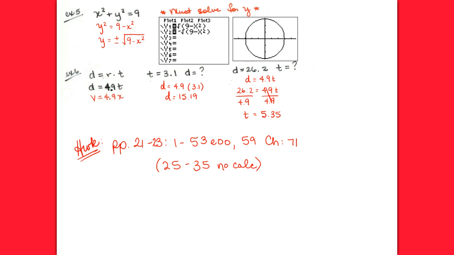And then also 59, challenge 71. Now, in the book, when you have 25 to 35, it says sketch the graph. That does not mean put it in your calculator. That means sketch it by hand. So no calculator on those. But then when you get to the next section, 37 through 50, it says use a graphing utility to do these. So we'll get practice with doing it both ways. Okay?